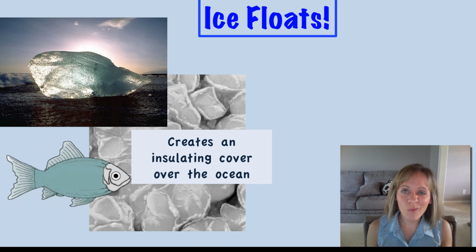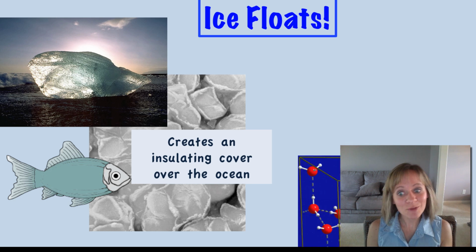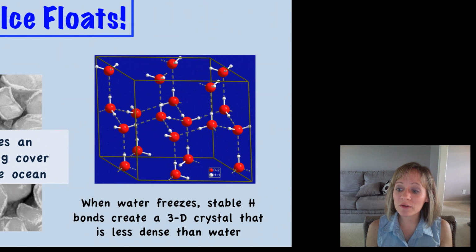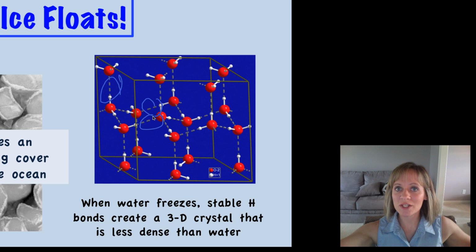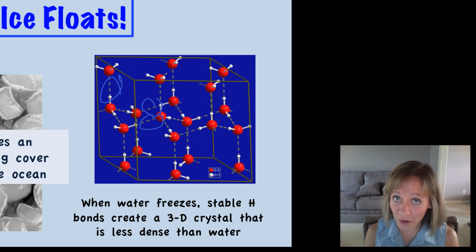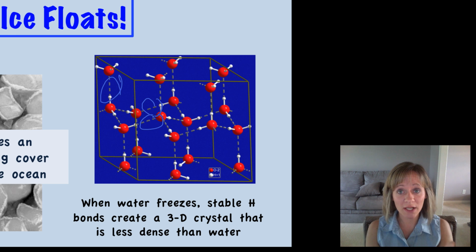Now you might be wondering, why does ice float? I'm going to tell you. It's because when water freezes, we have these stable hydrogen bonds form between the water molecules. Here are these stable hydrogen bonds that are forming, and they hold the water molecules at arm's length. So you can imagine a whole bunch of water molecules, very stable, very rigid, holding each other at arm's length, and that's creating this crystal structure that is actually less dense than water, so it does float on top of water.